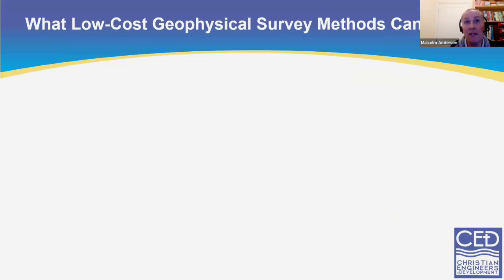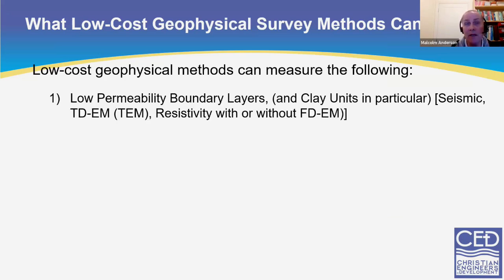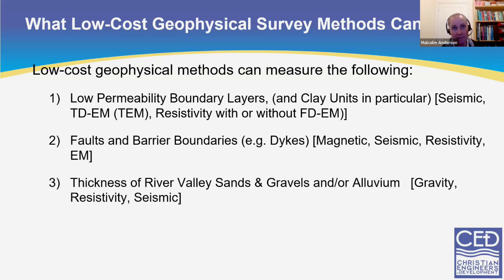So the conclusions. What can low-cost geophysical survey methods do? Low-cost geophysical methods measure the following. Low permeability boundary layers, so that's clays, and that can be done with the seismic method, TEM, resistivity, and the FEM method. You can measure faults and barrier boundaries, such as dikes, with magnetic, seismic, resistivity and the FEM method.